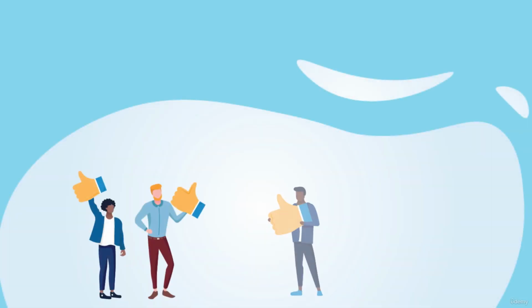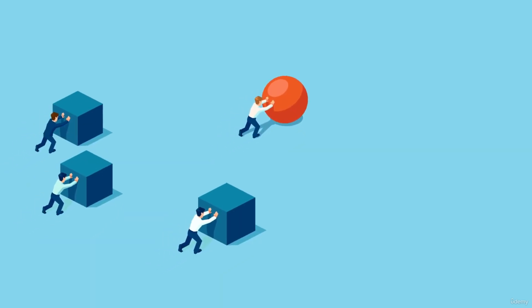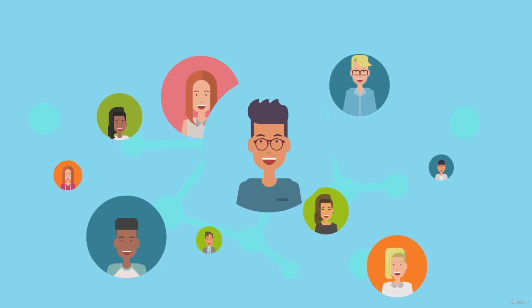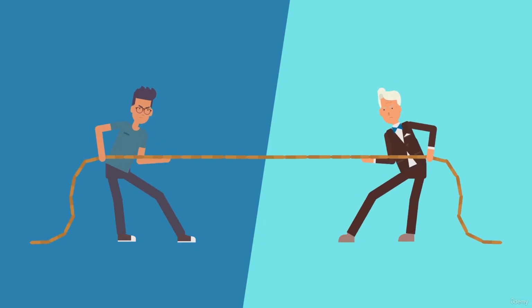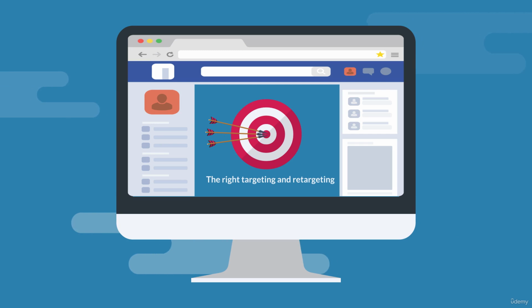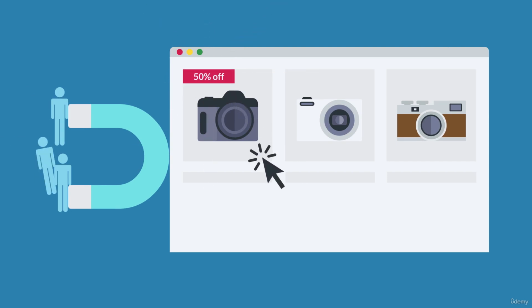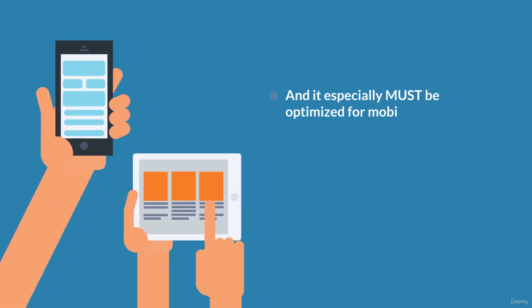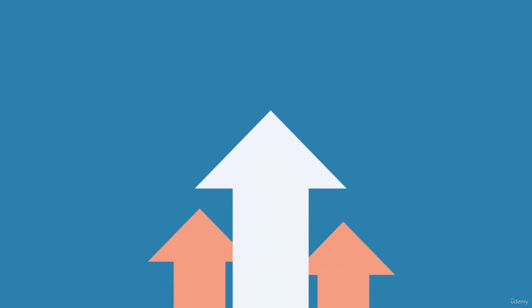Quality ranking measures the quality of your content compared to your competition's. Engagement rate ranking measures your ability to engage your audience, and conversion rate ranking measures your performance compared to your competition. This simply means that engaging content with the right targeting and retargeting is an absolute must. It also means that if you want to sell your products or get leads via your website, and you've already optimized for conversions, then your website must be performing well. And it especially must be optimized for mobiles and tablets. This is how you decrease your costs and increase your profits.